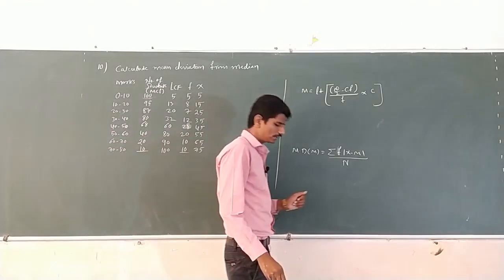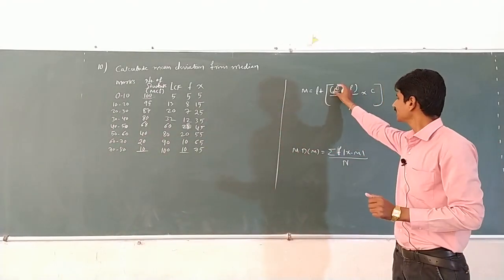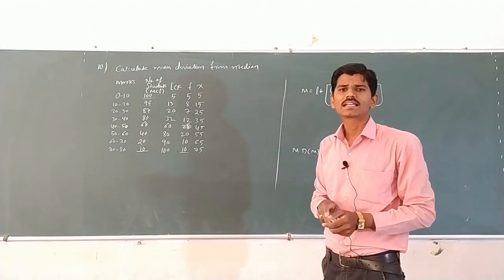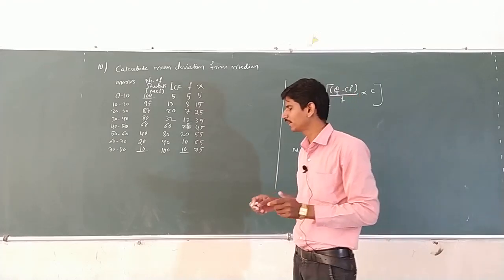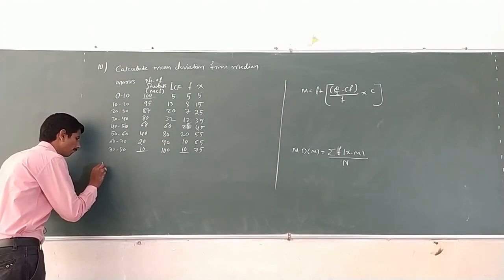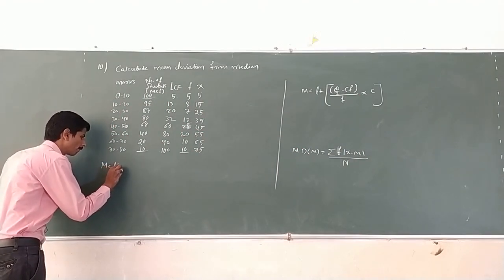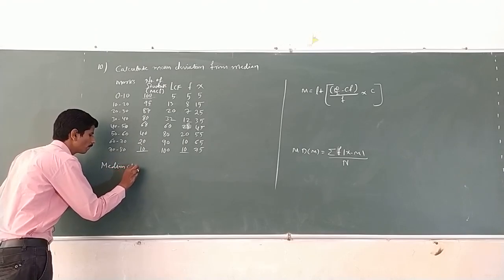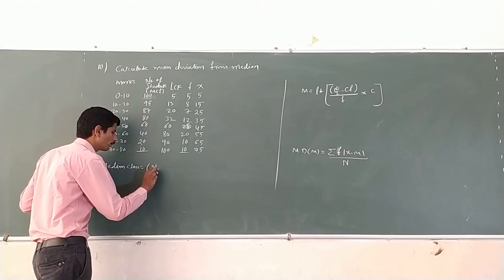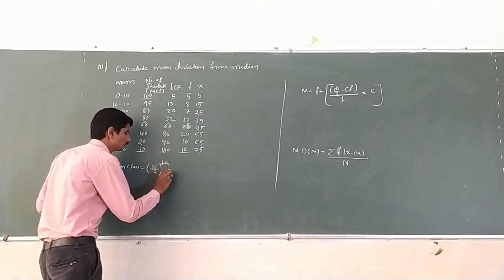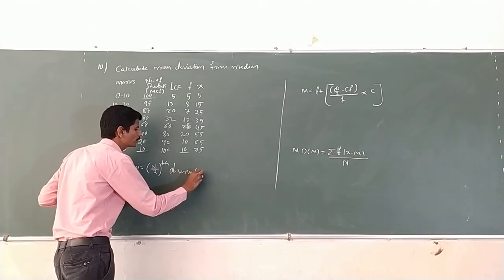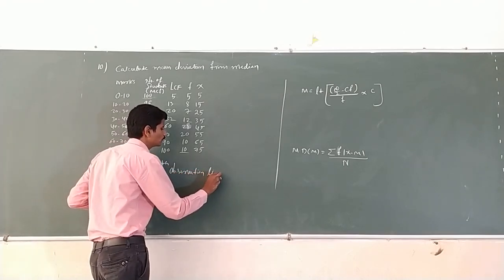Next we want the median class. What is L? L is the lower limit of the median class. Then how to calculate the median class? The N by 2th observation lies in the class interval.